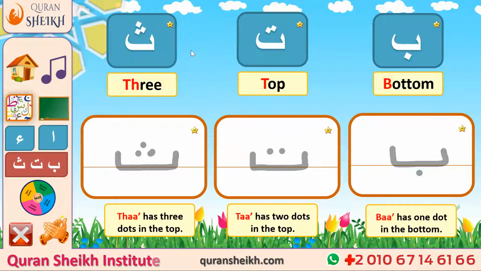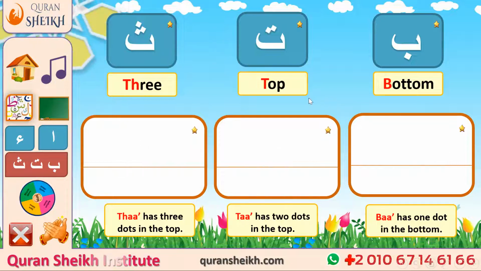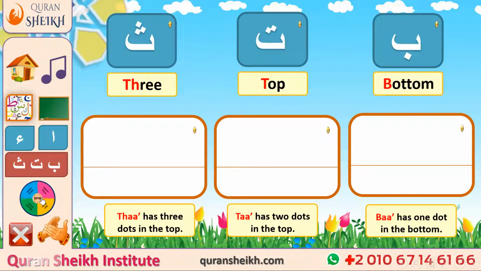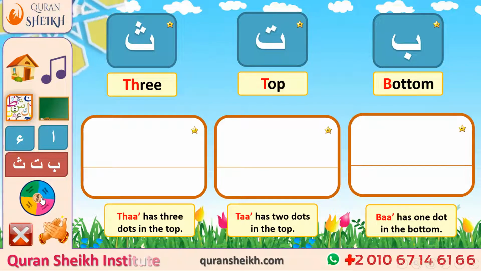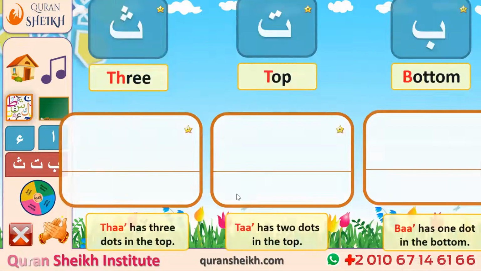So the first letter is Ba. Repeat after me, Ba. The second one is Ta. The third one is Tha. أحسنت, big clapping. أحسنت ما شاء الله. Okay, now we will do an exercise. Are you ready? Let's go.